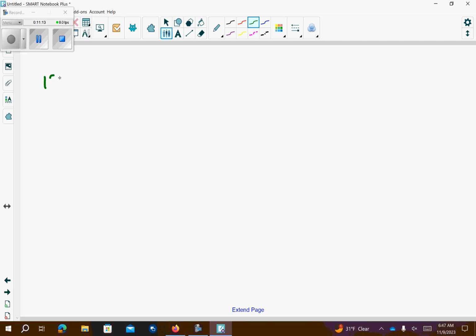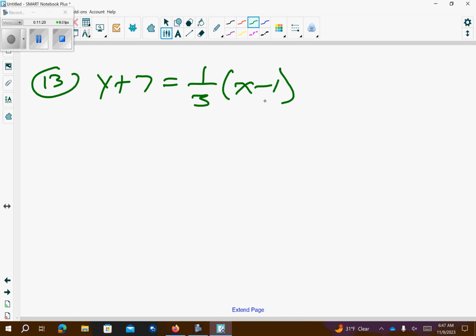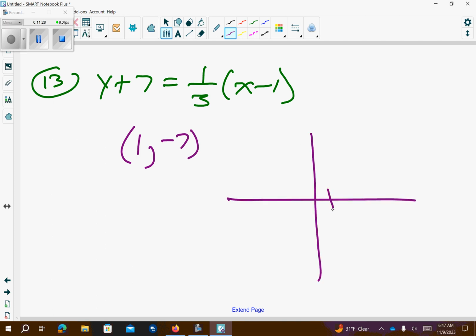Number 13, y plus 7 equals 1/3 (x minus 1). My point's going to be 1, -7. So 1, -7. My slope is going to be 1/3. It's going to go up 1, right 3. Make a dot.